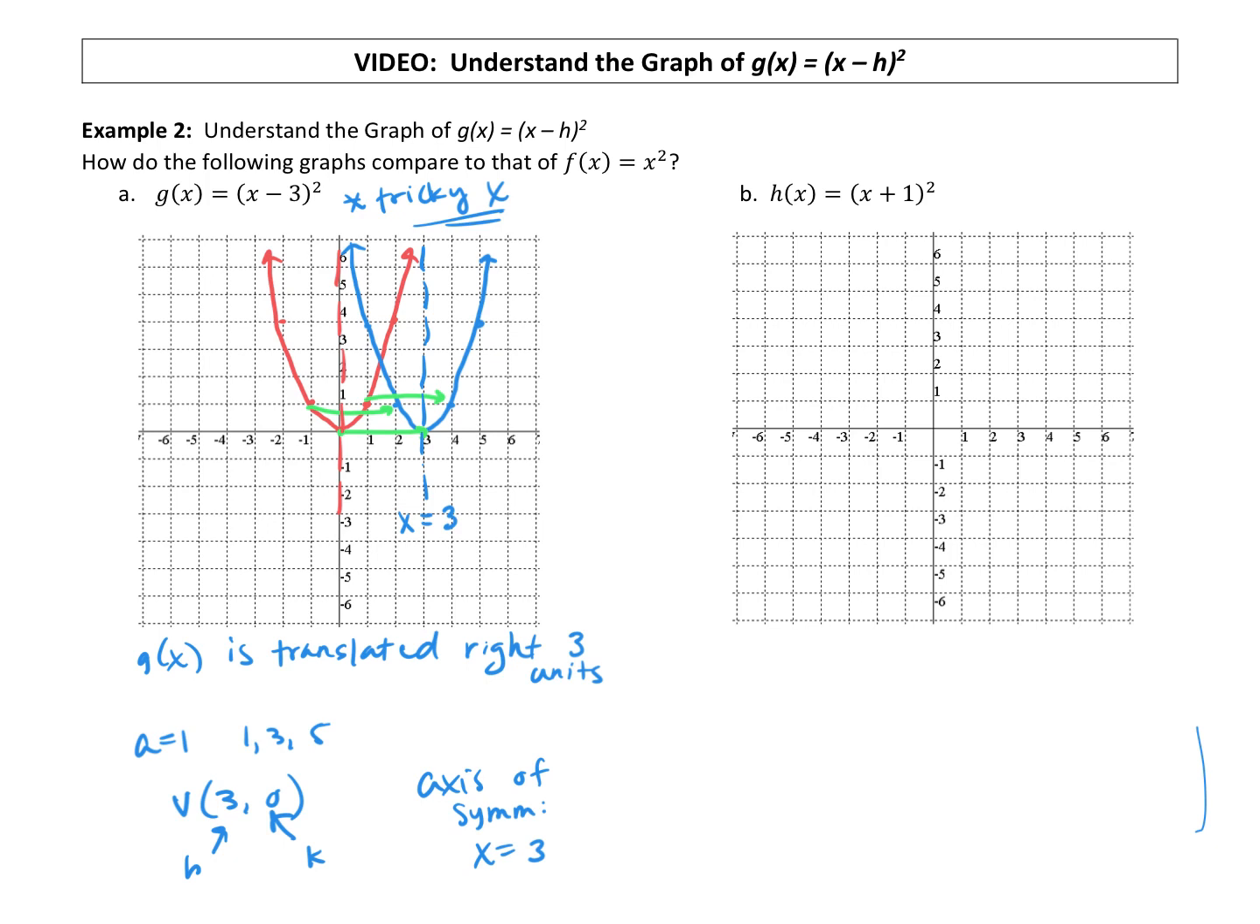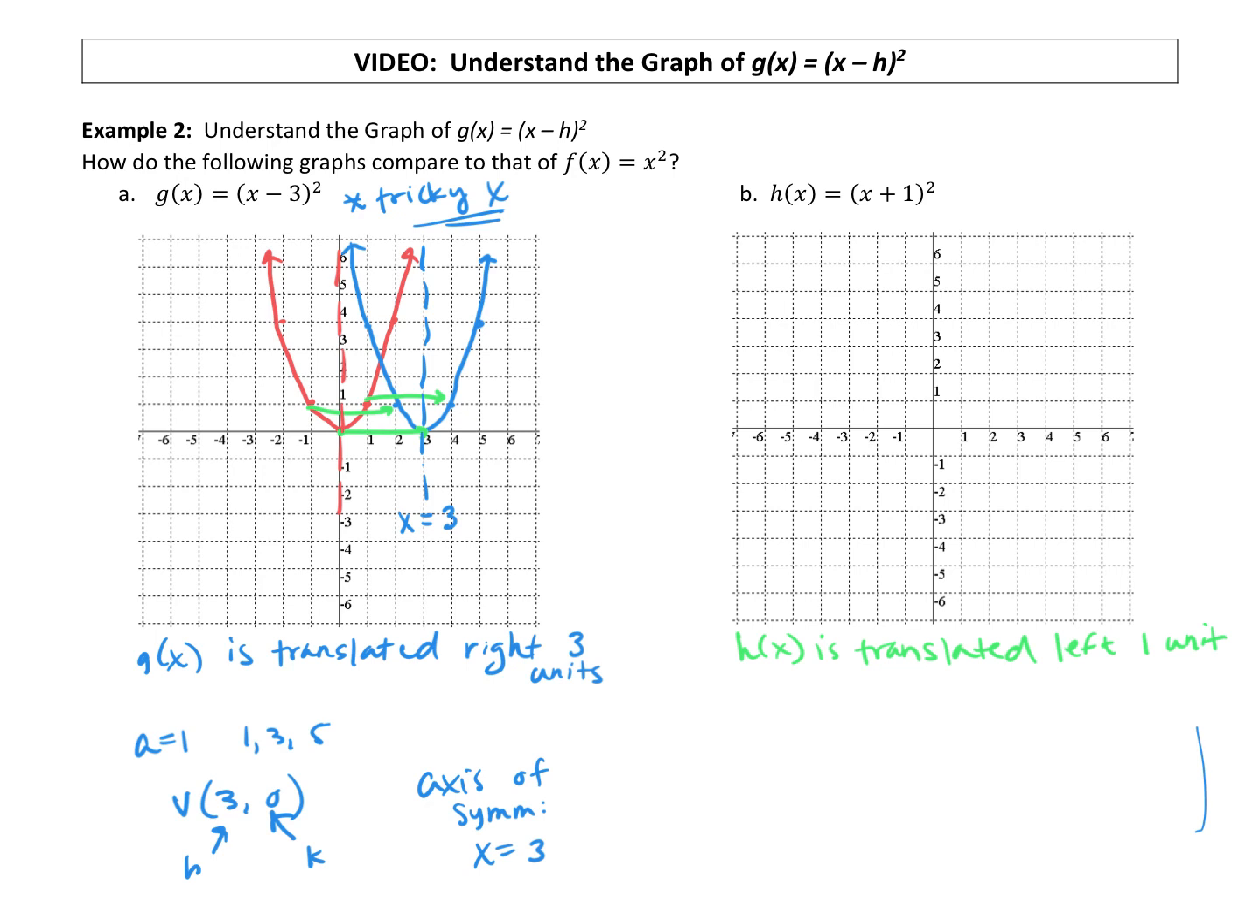All right, so part B we can run through a little bit faster because we won't graph the parent function. We'll just graph our h of x function. So h of x equals x plus 1 squared. So what we notice is we have an x plus 1. That is a horizontal translation. So h of x is translated, and then we decide left or right. Well, if it's x plus 1, we are going to go in the opposite direction. We're going to translate to the left 1 unit.